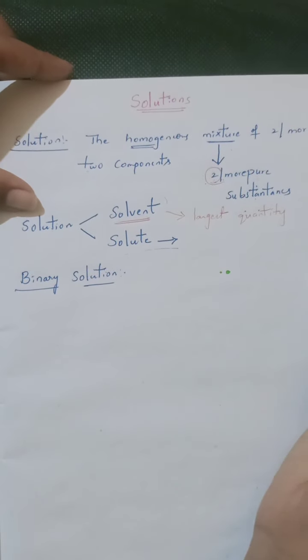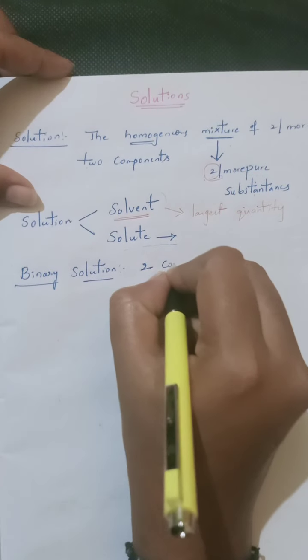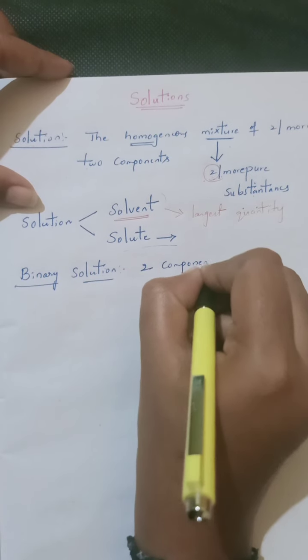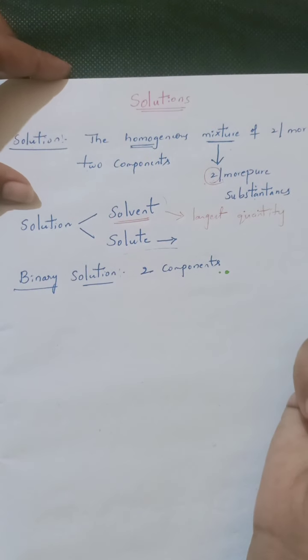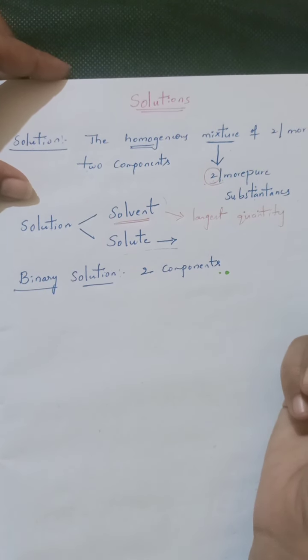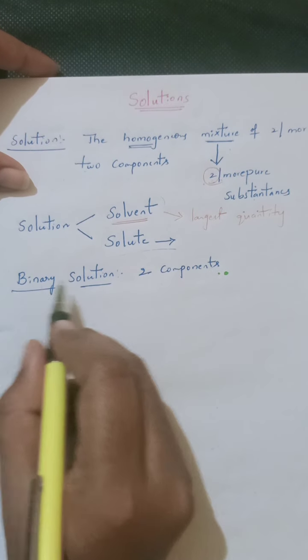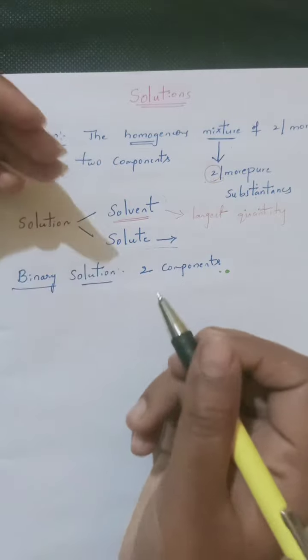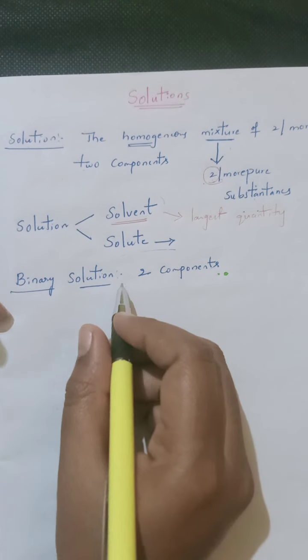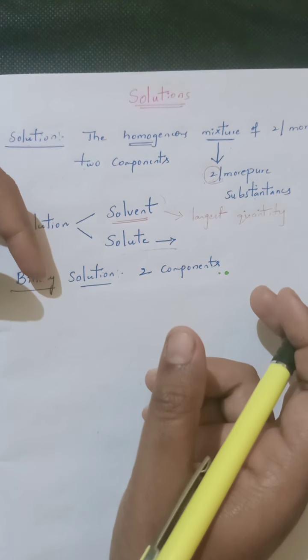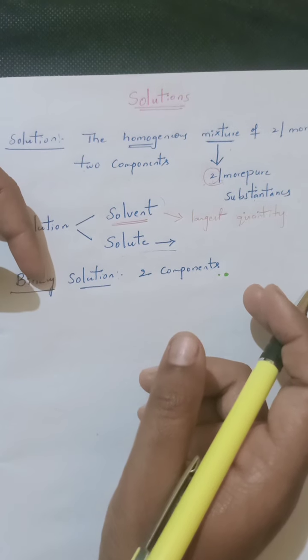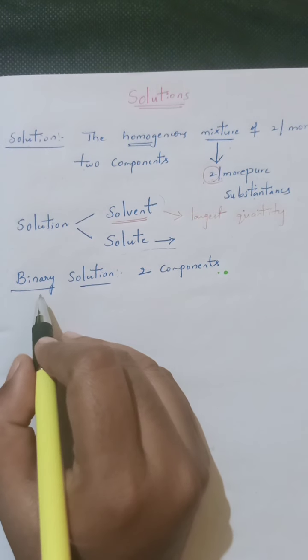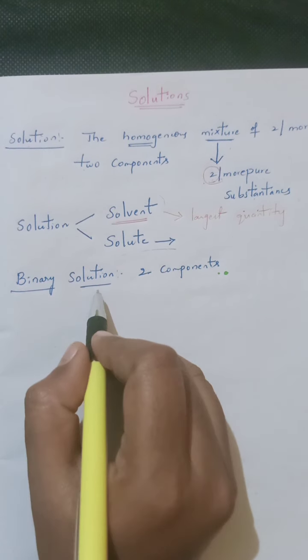Binary indicates 2, if only 2 components are present in a solution. If only 2 components are present in a solution, then that type of solution is known as a binary solution. So in this chapter we are going to discuss binary solutions. Different types of solutions are present based on the number of components, and now we are going to discuss only binary solutions.